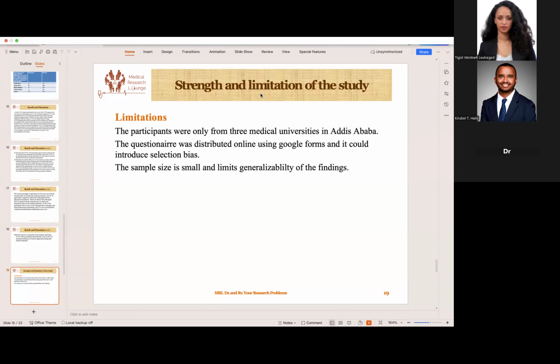So the second is that the questionnaire was distributed using Google Forms. It could introduce selection bias. Again, the problem of convenience sampling that I have raised earlier. So even if you use Google Forms, we use electronic forms to make data quality better, not to replace the data quality assurance parts of collecting data using a paper-based tool. So even if you use a Google form, you have to make sure that all the selection methods, the sampling procedures are followed and other biases are avoided, right? So this is very important.